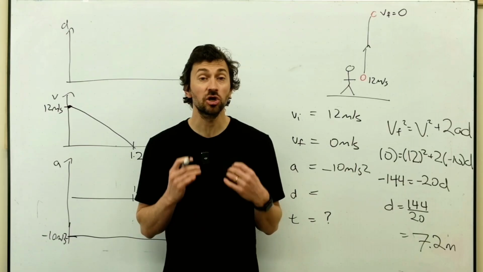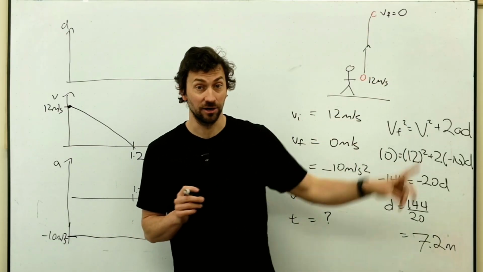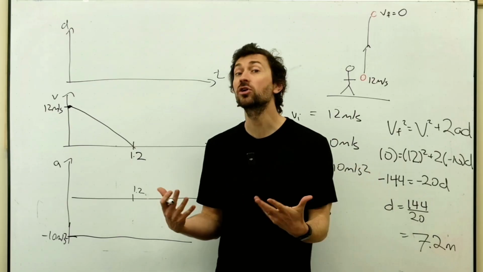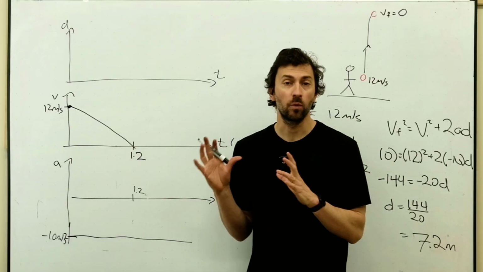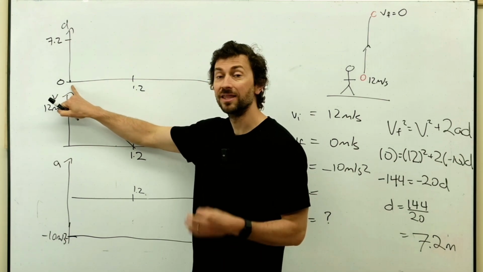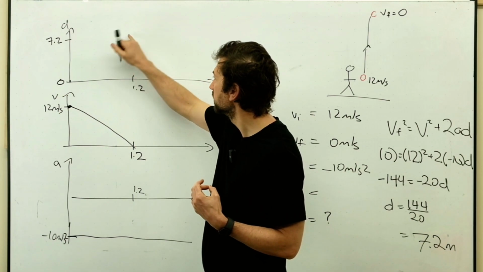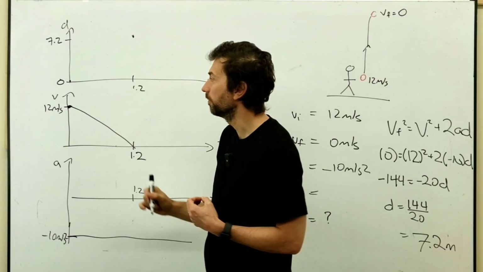So D starts at what? 0, and it's getting higher. So the distance is increasing between 0 and 1.2 seconds. At time 0, the displacement is 0. At time 1.2, we're going to get to 7.2 there.